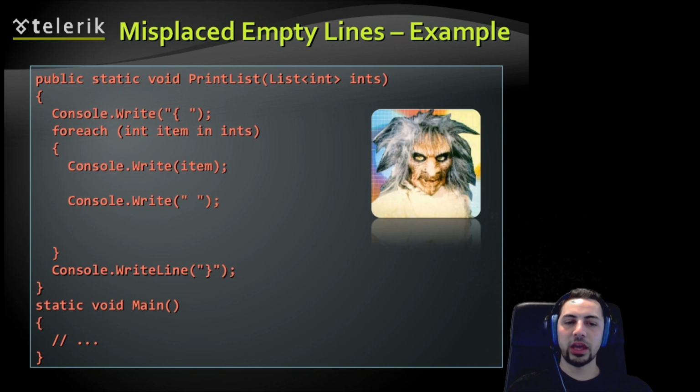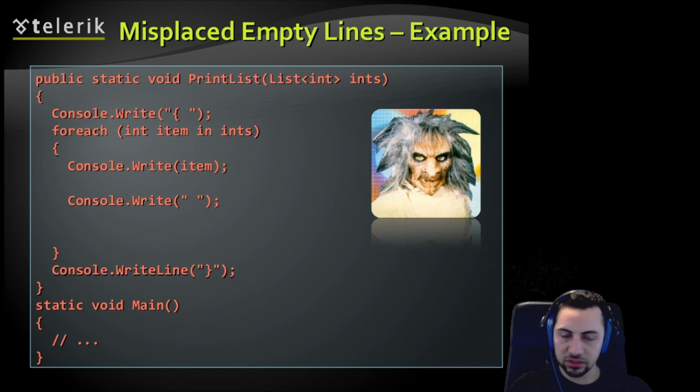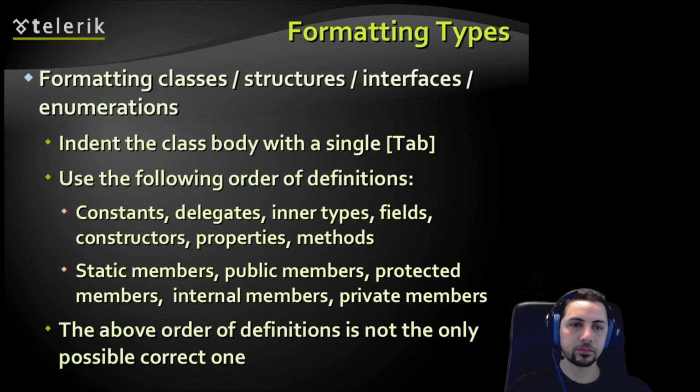Okay. Putting empty lines where none belong just invite gremlins, right? Why were there empty spaces here? No reason at all. Okay. So there's no logical reason to separate writing the item from writing the space. In fact, those are closely connected. Don't separate them. Okay.